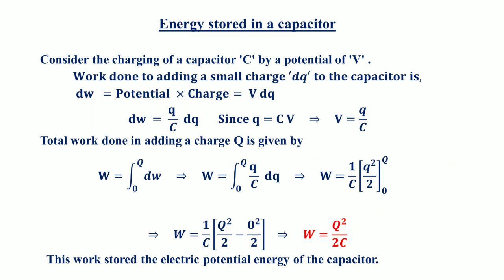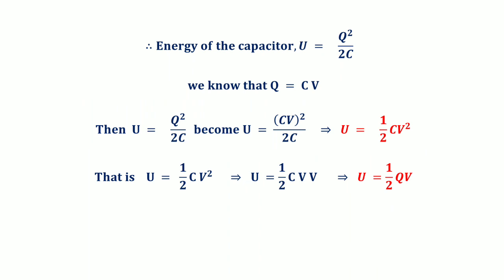We have two more alternate equations. Potential energy we denote by capital U, Q square by 2C, which we already derived. Substituting Q is equal to CV, you get CV whole square by 2C, because Q square is there. Once C gets cancelled, you get half CV square, another equation for potential energy stored in the capacitor. Again, starting from half CV square, we write V square as V into V, so half CV into V. What is CV? You can write Q. So you get another equation, half QV.